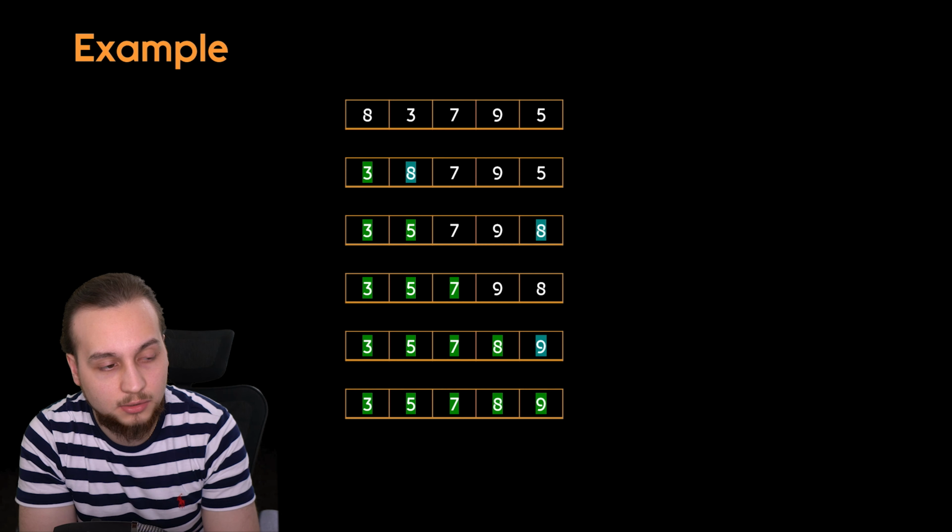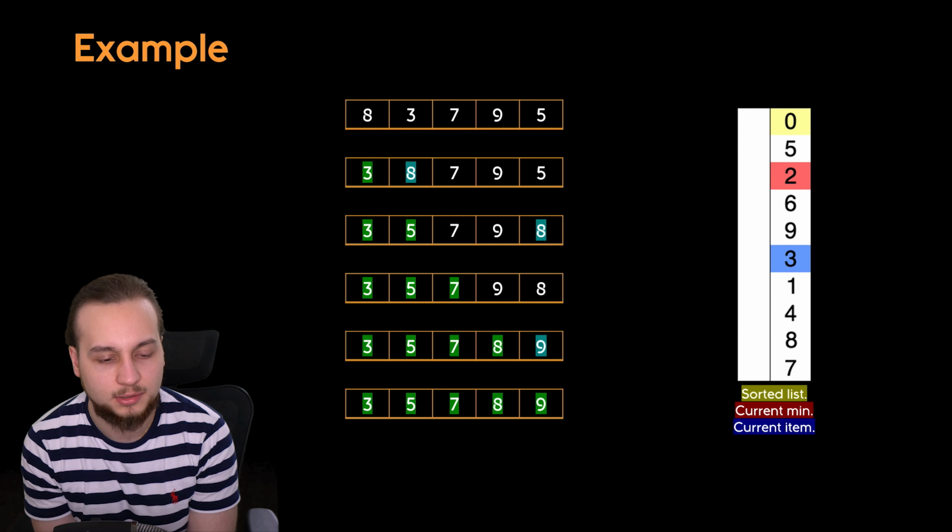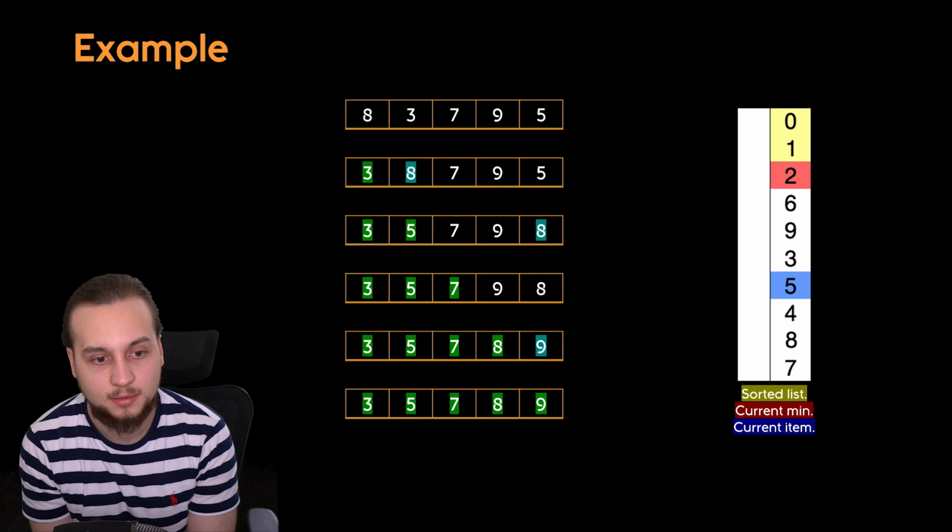Example: on each iteration, we select the minimum and we place it in front. As you can see, green is the sorted list and blue is the recently swapped item. On this example, you can slowly see the list getting sorted. Yellow is the sorted list, blue is the current item, and red is the current minimum.